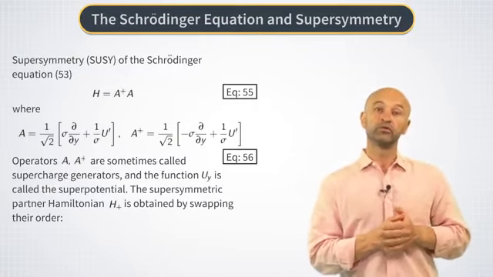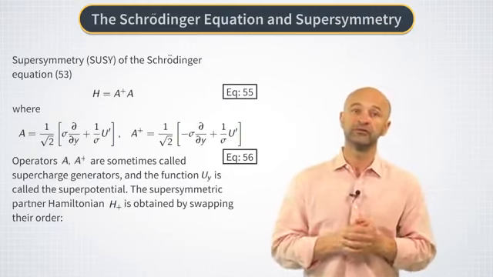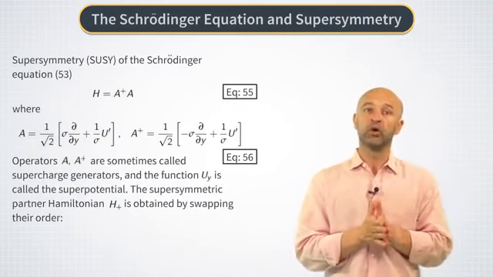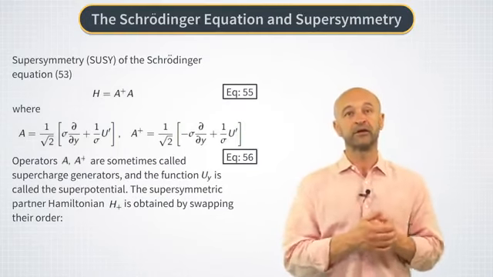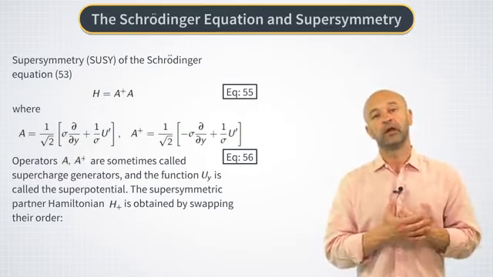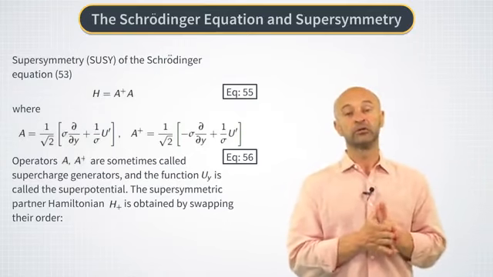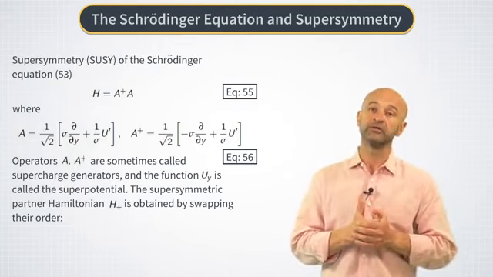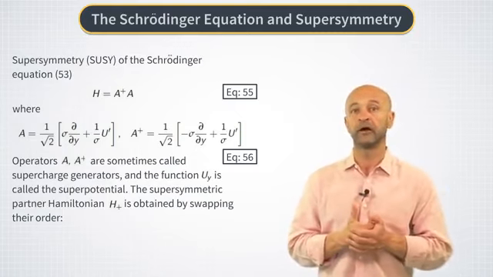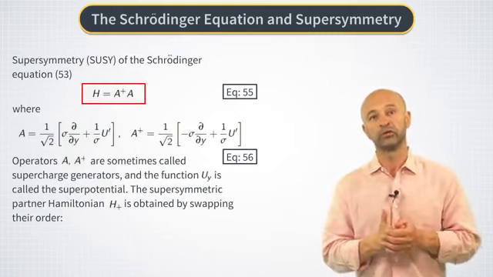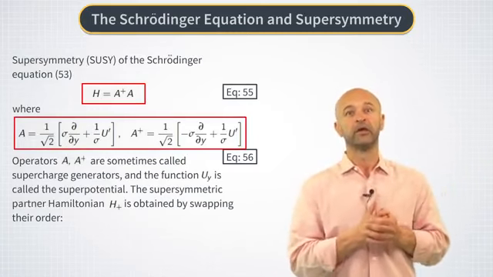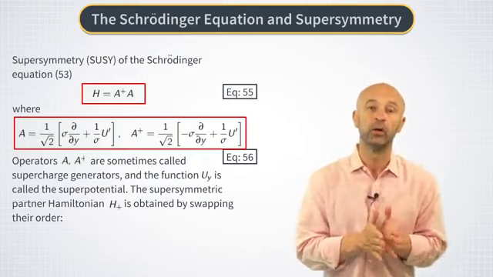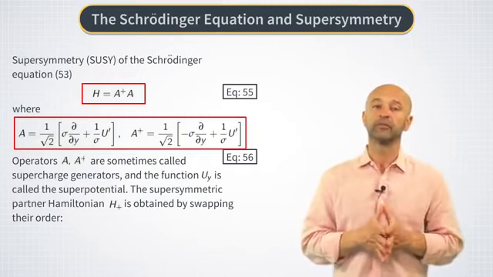And one of them is called supersymmetry, or SUSY as physicists call it. Not any Schrödinger equation has supersymmetry, but this one, obtained from the classical stochastic dynamics, does have it. And the supersymmetry of the Schrödinger equation is based on the observation that the Hamiltonian H can be factorized as a product of two operators, A and A plus, as shown in equations 55 and 56 here. These operators are sometimes called the supercharge generators, and the function U prime is called the superpotential.